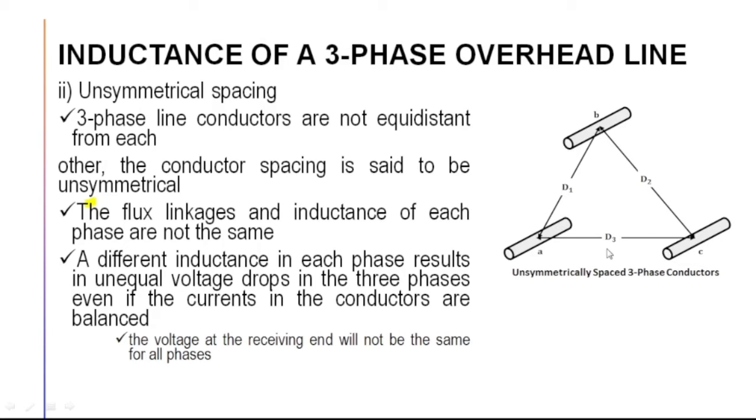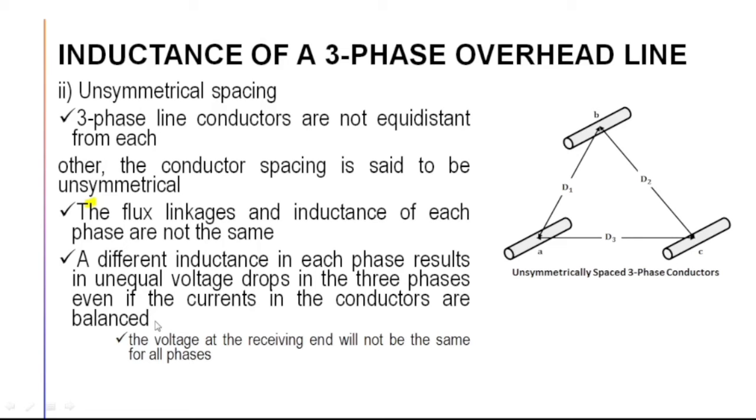For this one, the flux linkages and inductance of each phase are not the same. The flux linkage values and the inductance values of each phase are not the same. One important point. And another important point is that different inductance in each phase results in unequal voltage drops in the 3-phase, even if the currents in the conductors are balanced.